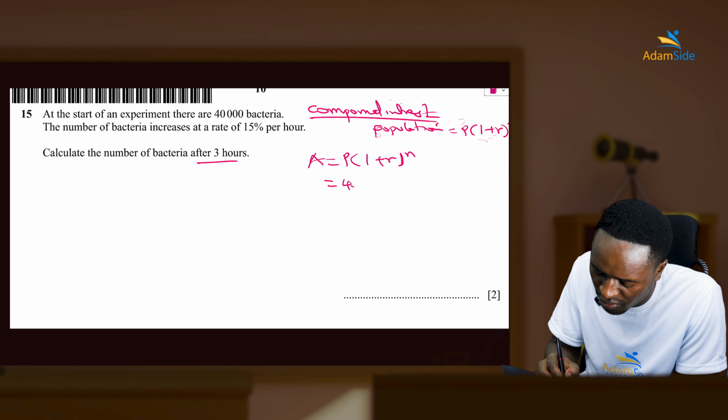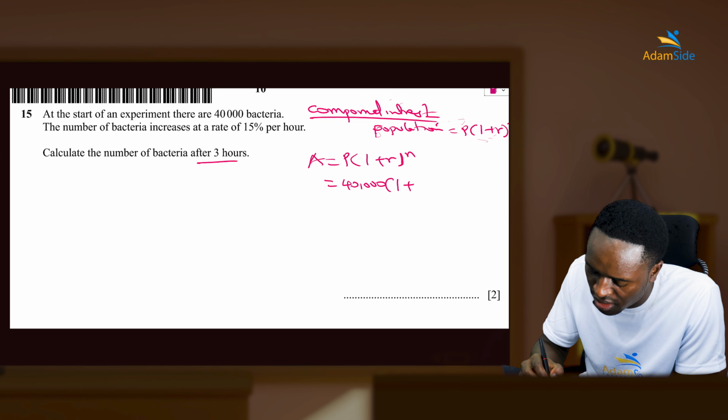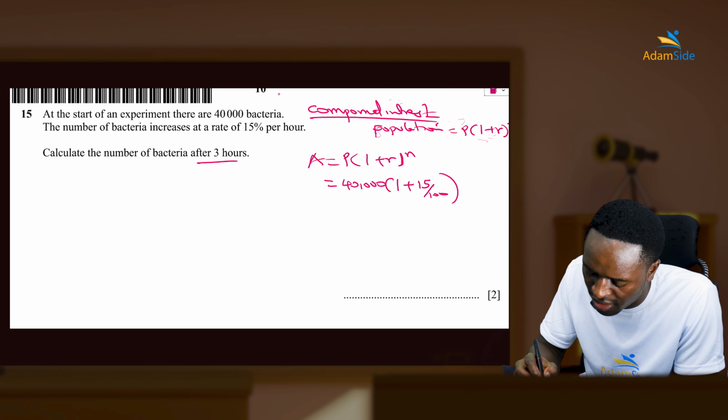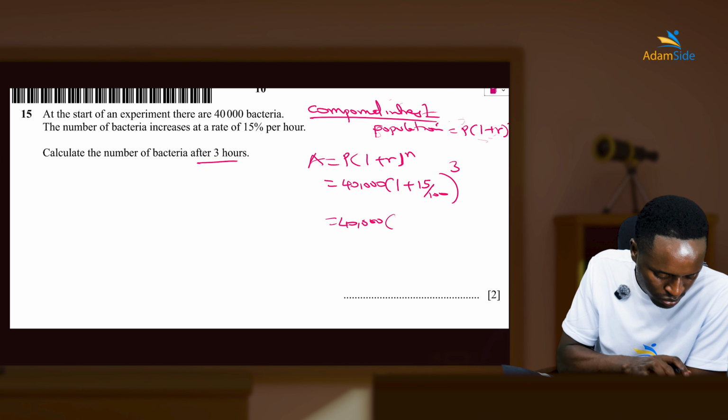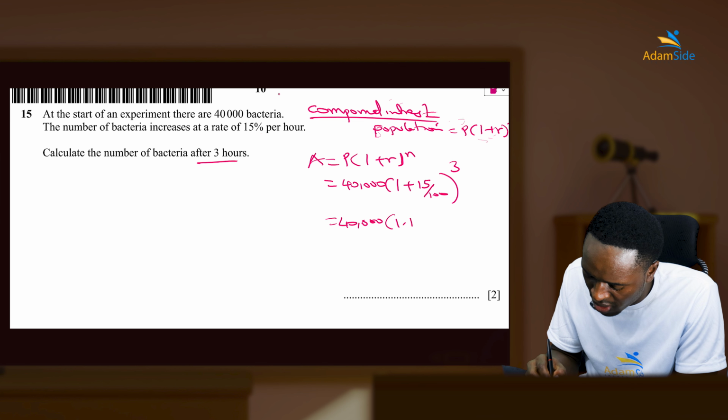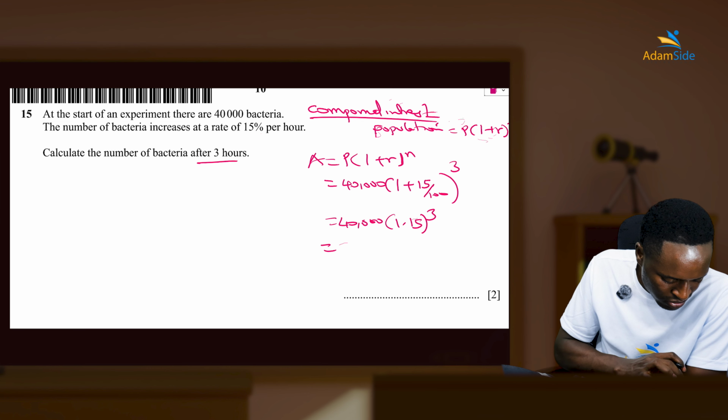Principal we know, it's 40,000. And then 1, because 100% plus 15. So 15 out of 100, which is the rate, power the number of hours, that's duration, 3 hours. So we want to see how many there will be there. So obviously it will be 1.15 power 3 times that. Using our calculator, we say 40,000 times 1.15 power 3.